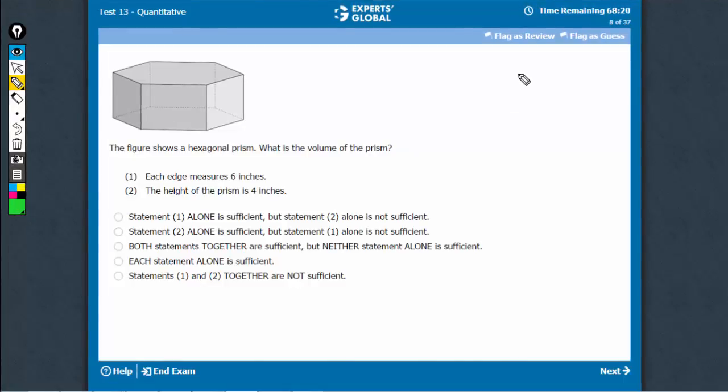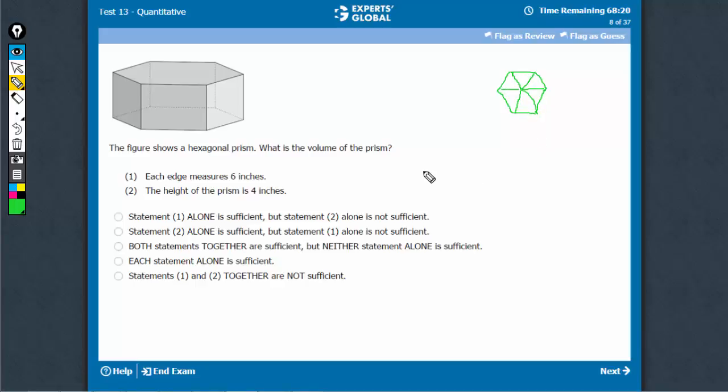So let's look at the top view of the prism. It's a hexagonal prism. So something like this. Each edge measures 6 inches. So the area of the base can be determined.